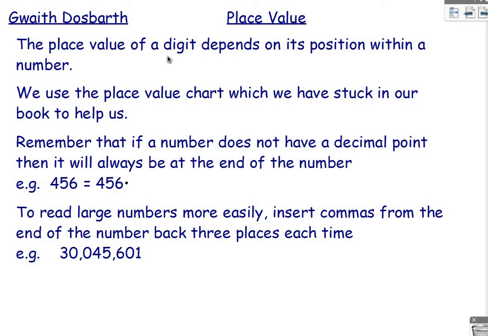Place value of a digit depends on the position within a number. We use the place value chart which we've stuck in our book to help us. That's the one with the decimal point, units, tens, hundreds, thousands going to the left and tenths, hundredths, thousandths going to the right. Remember, if a number doesn't have a decimal point, it'll always be at the end. So if you look here, I've got 456, which is the same as 456 point.